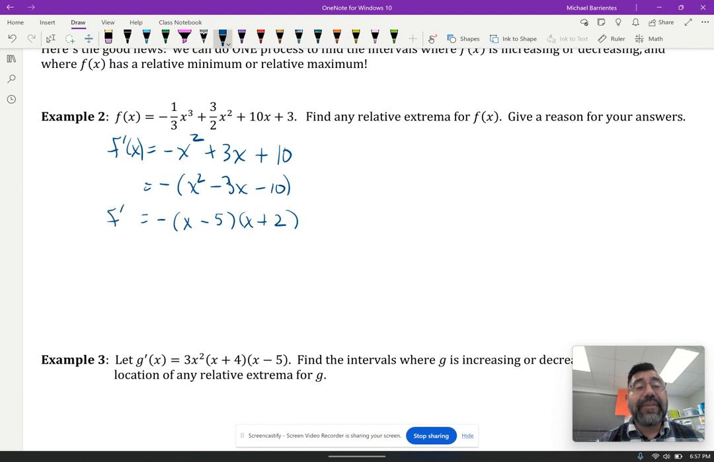Great. Have I found the critical points? No. I just found my derivative and wrote it in a way that could help me find the critical points. The critical points, or the critical values, are x equals 5 and x equals negative 2.